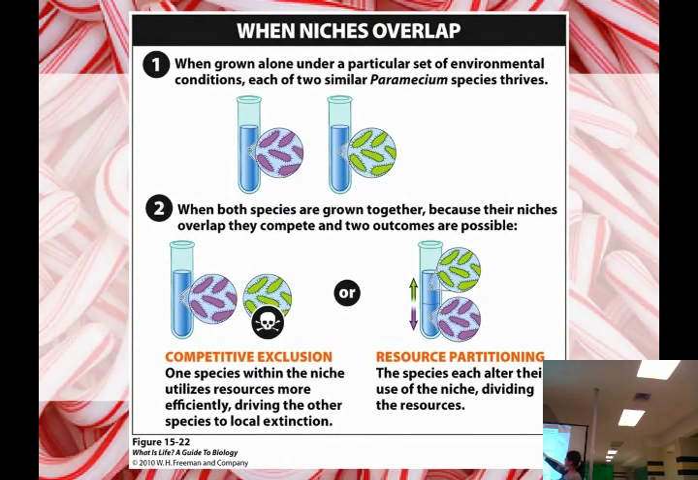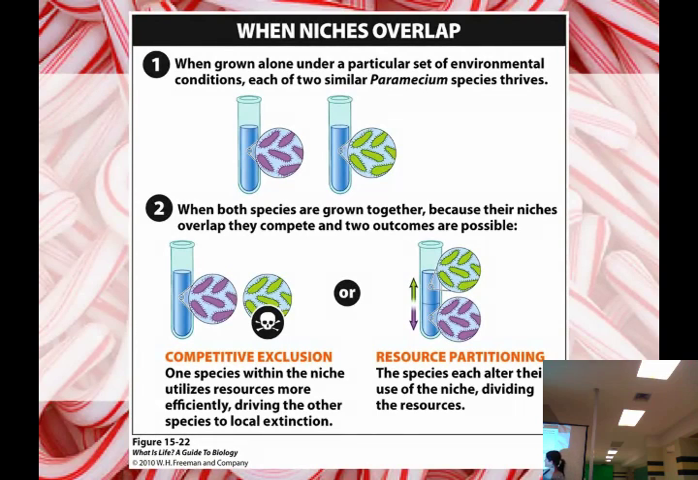This is Paramecium. These are single-celled organisms that are being grown in a particular environmental condition. So in one test tube, we have one type of Paramecium. In another test tube, we have another type of Paramecium. They're similar because they're both the same genus, but they may occupy two different niches. So if you grow these two species together, then what may happen is one of two things.